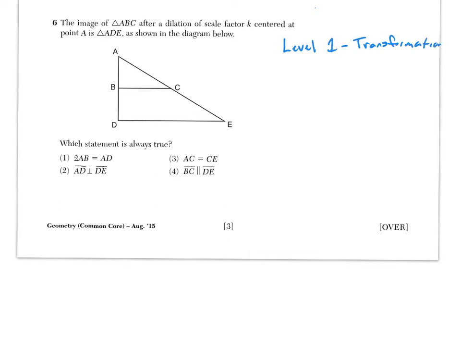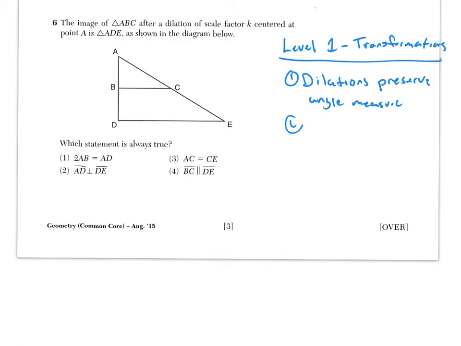And I'm going to say this. What this is quizzing you on is this. 1, we know that dilations preserve angle measures. And 2, we always know that the image will be parallel to the pre-image. All right, so whenever you dilate any sort of line, the image is always parallel to the pre-image.